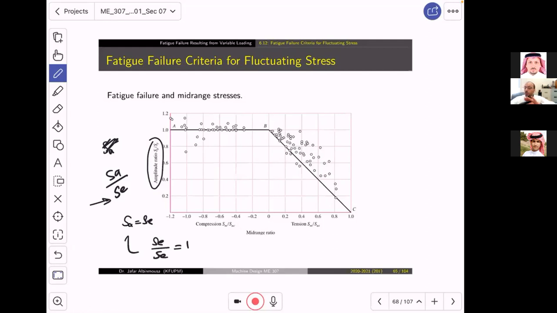بسألكم سؤال, بدون, without mean stress, if I apply sigma A, which is equals to SE, what is the life? What is the life? 1 cycle. حرام عليك يا فارس. Infinity. كسرت ظهرنا. Infinite. That's the endurance limit. If the amplitude is equal to the endurance limit, انت كأنك تجي حق العميل وتقول له والله انا حسبت اللود عندك الامبليتيود هنا الاندورنس ليميت, انت المفروض تصفق مبسوط, because this will give you infinite life theoretically.